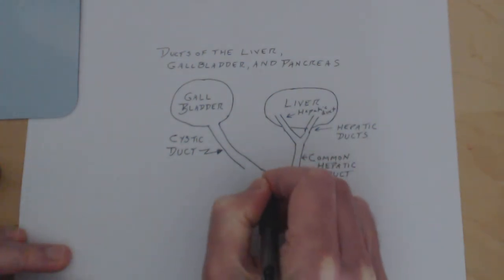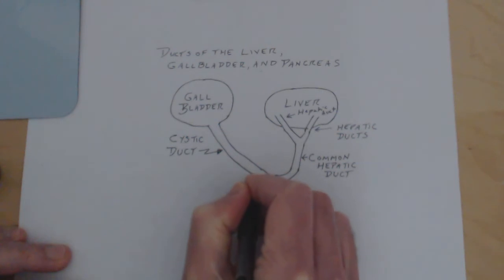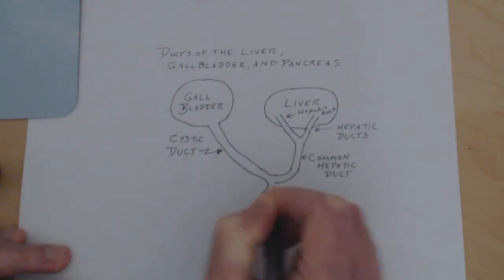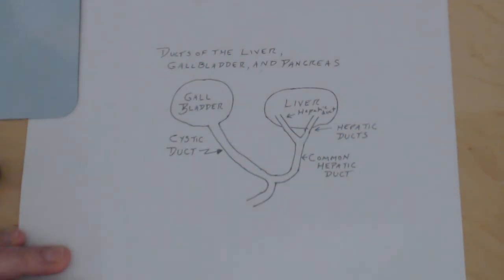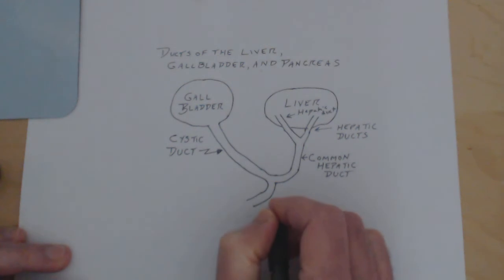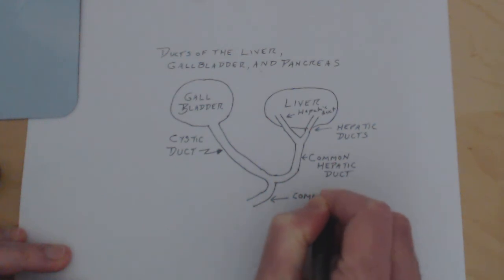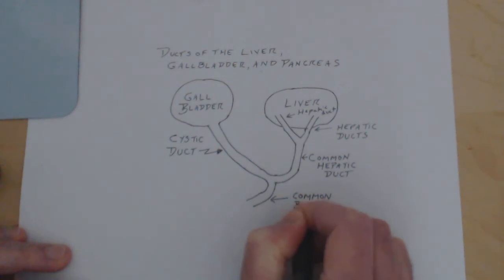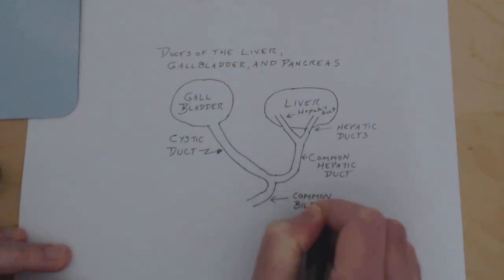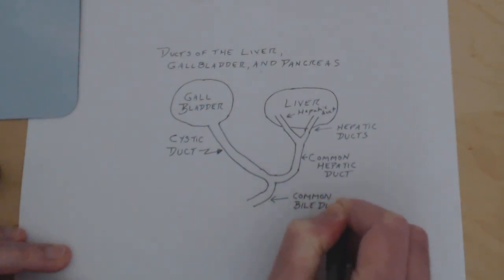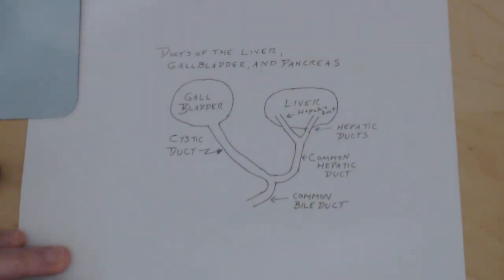These two, the cystic duct and the common hepatic duct, will then meet and form a third duct that's called the bile duct. Or in some texts, they call it the common bile duct, because again, we have two ducts that are fusing together. Looking something like this.